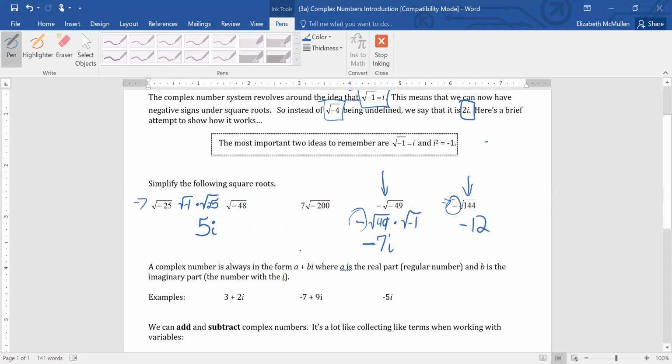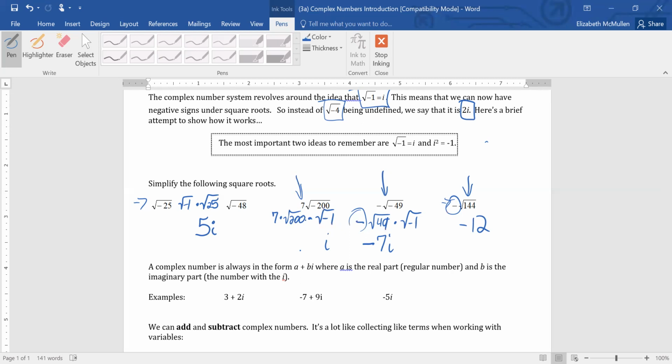Everybody following so far, I hope. This is not overall a difficult concept. You just have to pay attention. Looking at this one, 7 times the negative square root of 200. Let's break it apart. I have 7 times the square root of 200 times the square root of -1. The square root of -1 we know is i. The square root of 200 doesn't have a perfect square root, so we have to break this down.